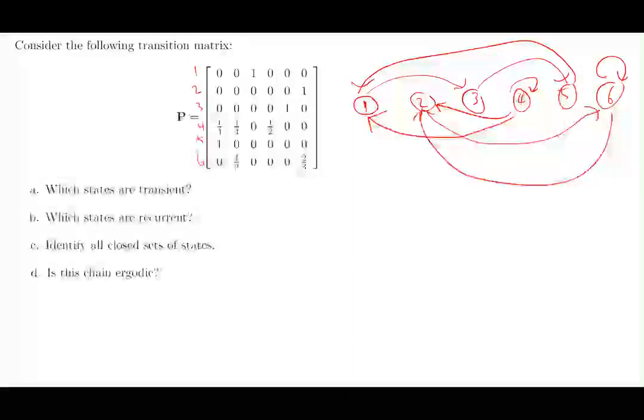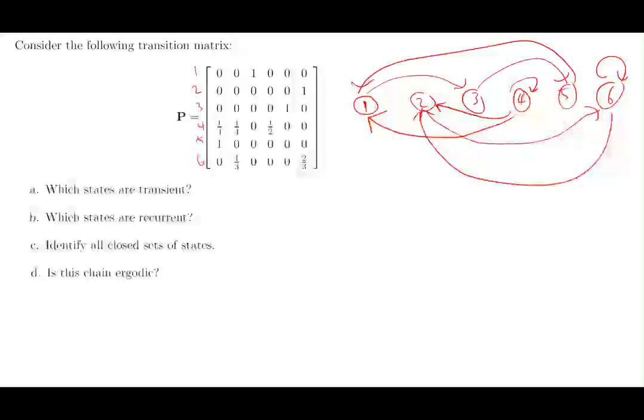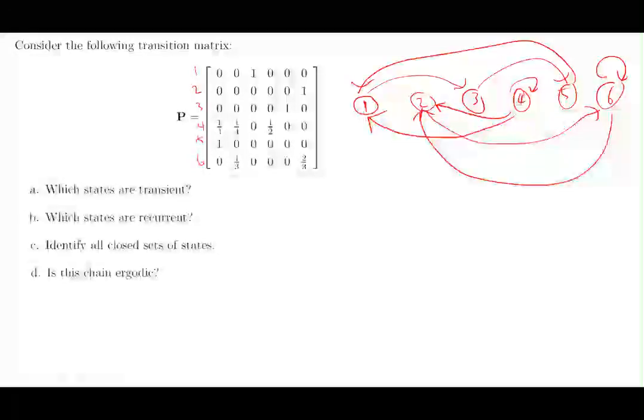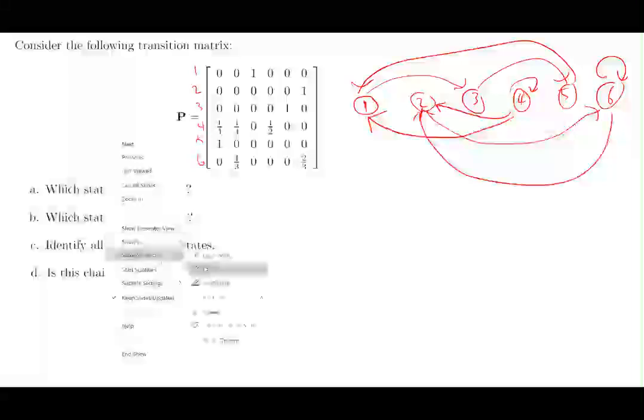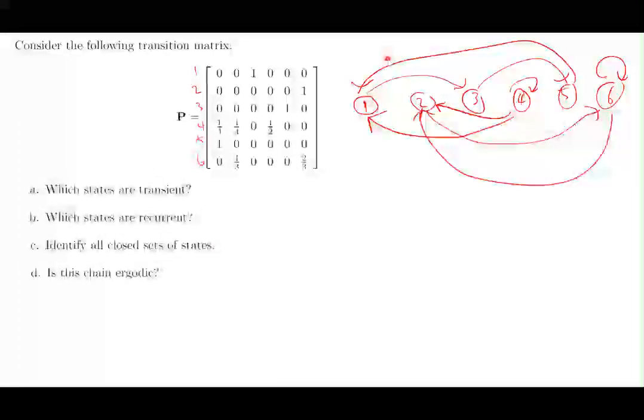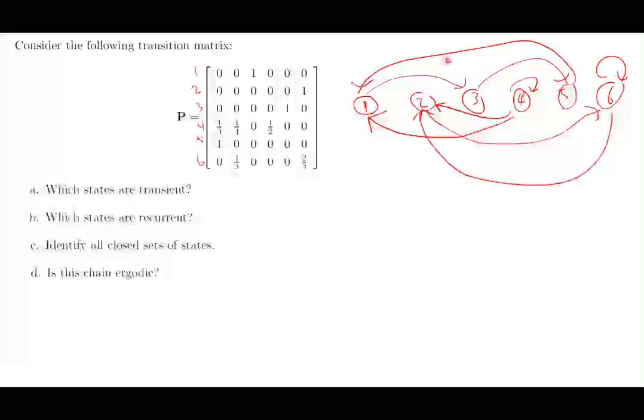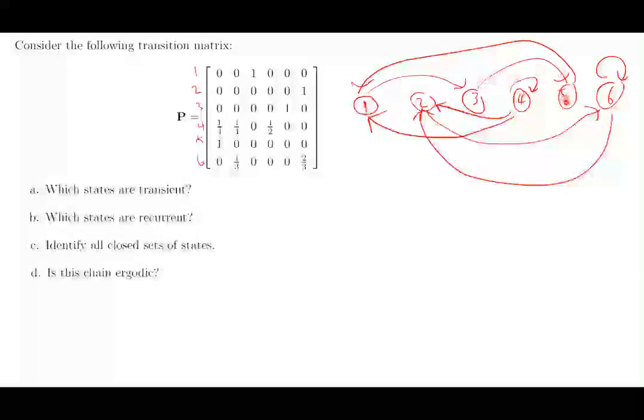Okay, so if you take a look at this, let's look carefully here. I don't want to make a mistake. So let me pick up my laser pointer and see what's going on. Let's start with state 1. If I leave state 1, am I guaranteed to come back? If I leave state 1, I can go to 3, and go to 5, and then come back to 1, right? So yes, eventually I can come back to it.